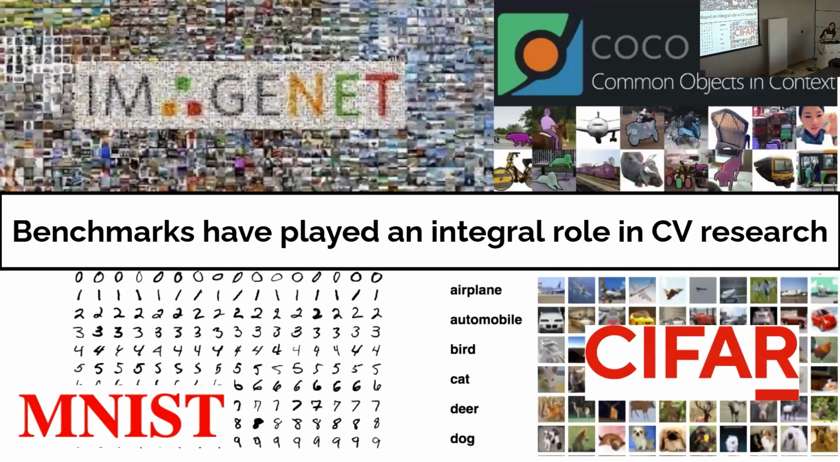What's really cool is it's always been an integral role of computer vision research. Many of these benchmarks, so COCO is the one that I mentioned earlier today in our lecture. ImageNet, have people heard about ImageNet? Worked with or heard about? That's one of the first major benchmarks in our computer vision field. MNIST is a handwriting type data set. CIFAR is another data set.